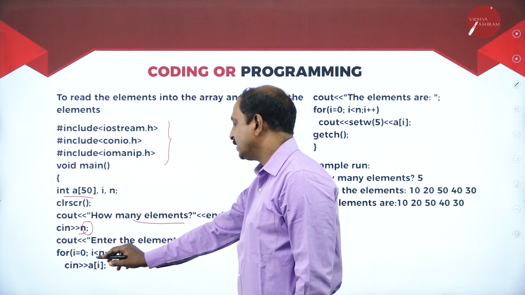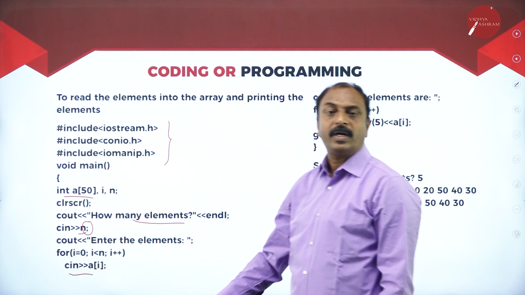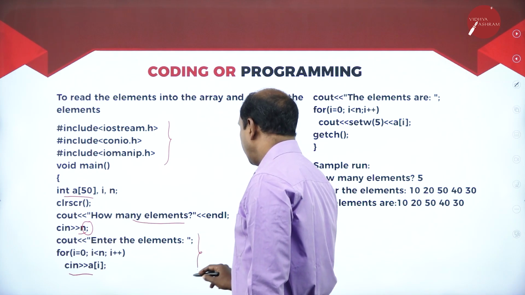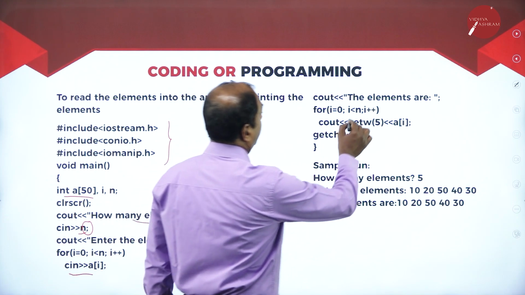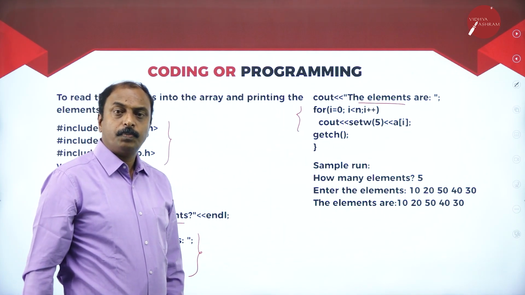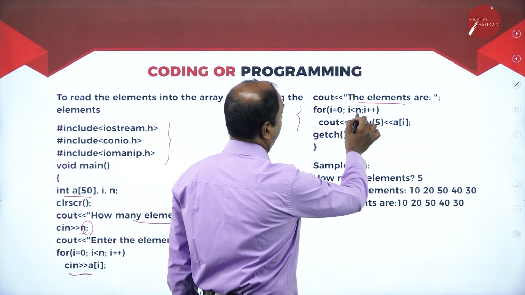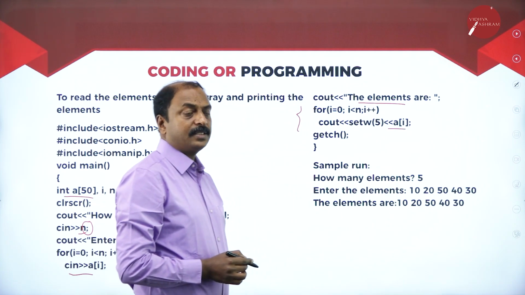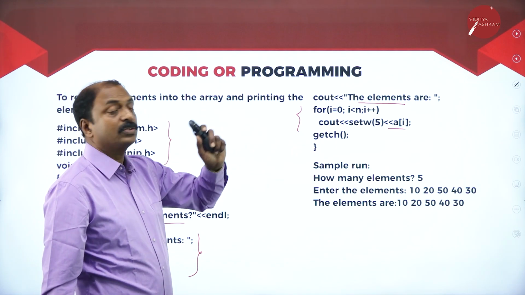So it should be less than n, i plus plus, cin >> A[i]. That's what you have seen in the previous slide. This is the statement to read values into an array. Again, I want to print the same thing here. cout << "elements are". I'm using a separate for loop to print the elements of the array. Accordingly, i equal to 0, i less than n, i plus plus, cout << A[i]. Then this is the for loop, and again close the program with getch and close the bracket.